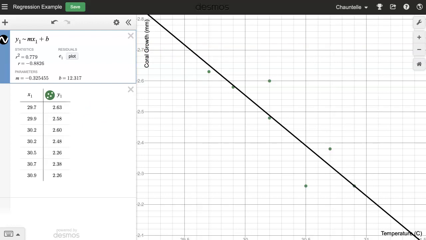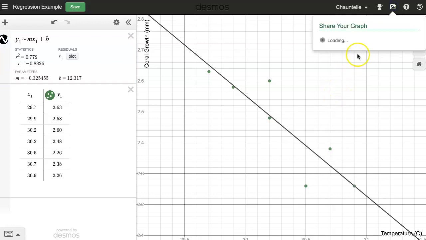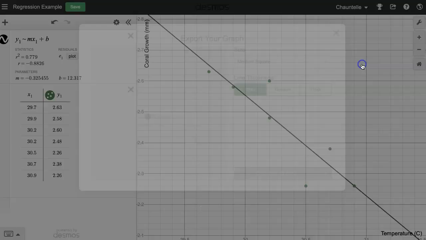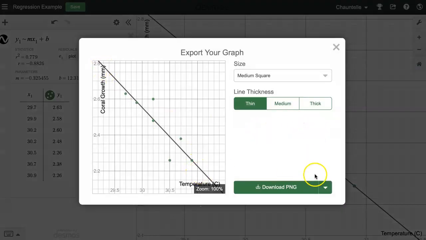Okay, so now next we're supposed to copy and paste this into our Word file. So I'm going to share the graph again, and hopefully it puts the line on it. If it doesn't, I'm going to do a screenshot. So I'm going to export this image. Oh, look, there's the line. Excellent.